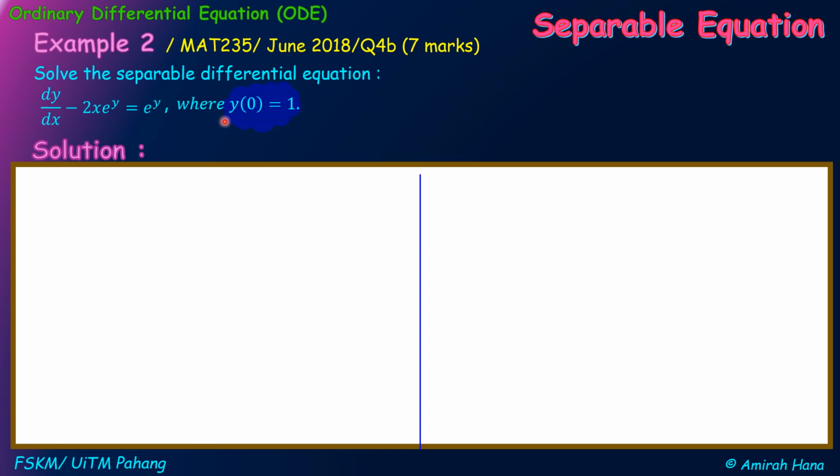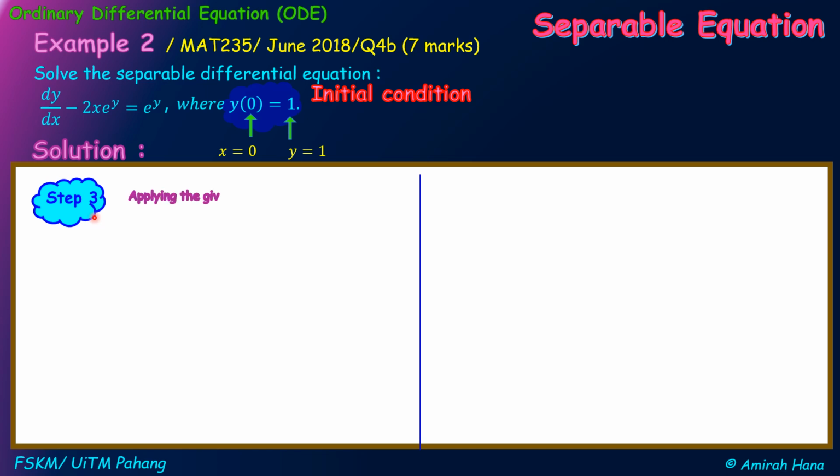Alright. From here, the initial condition is given. X equals 0, the value inside the bracket, and y equals 1. So, since the initial condition is given, we need to continue with step 3: applying the given initial condition to find the value of c after we integrate.